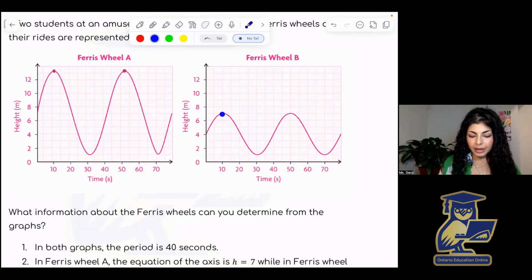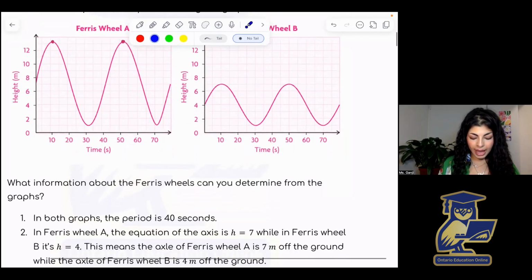And same with here, I can either look at these two peaks, which goes from 10 to 50, so 40 seconds, or I can consider from the starting point until I get to that point again, this is also 40 seconds, which means that one full cycle about each of the Ferris wheels takes 40 seconds.